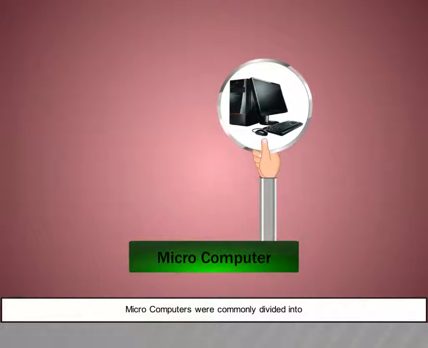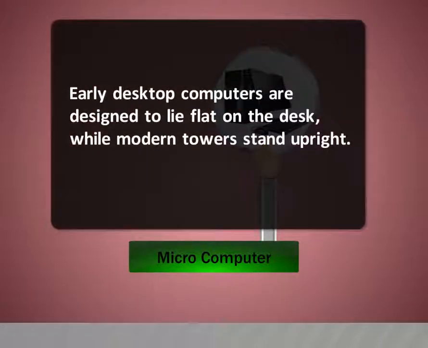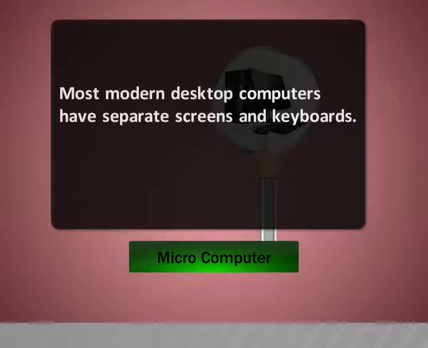Microcomputers are commonly divided into desktop computers, which are like a personal computer, PC, in a form intended for regular use at a single location. Early desktop computers were designed to lie flat on the desk, while modern towers stand upright. Most modern desktop computers have separate screens and keyboards.